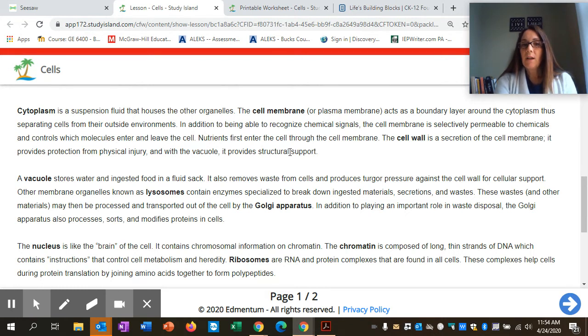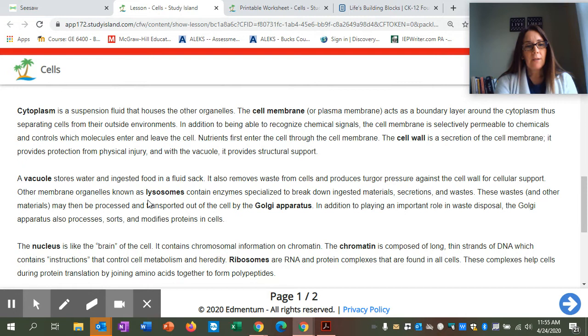Nutrients first enter the cell through the cell membrane. The cell wall is a secretion of the cell membrane. It provides protection from physical injury, and with the vacuole, it provides structural support. A vacuole stores water and ingested food in a fluid sac. It also removes waste from cells and produces turgor pressure against the cell wall for cellular support.